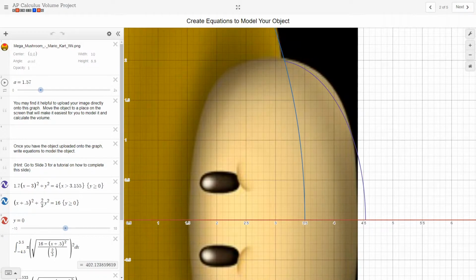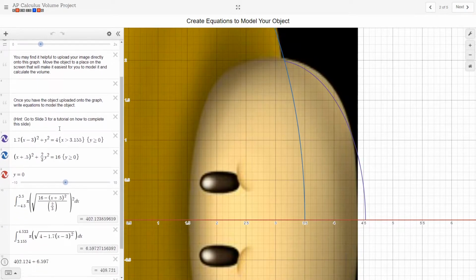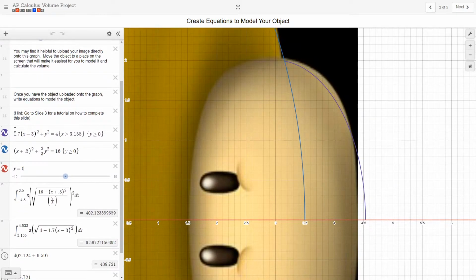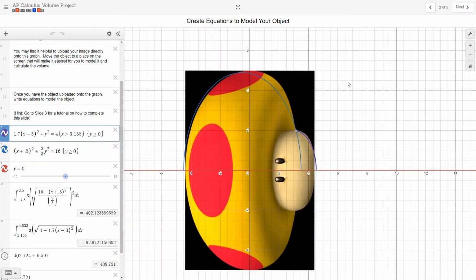So, let's just take a look at what's going on here. This is Desmos. I put Mega Mushroom Mario Kart Wii .png right in there. It's a pretty high resolution texture. What I did is I used these 2 lines and these weird equations. This is an equation for a standard circle that I ended up changing a bit just to make it match the dimensions. It's not perfect, but it's almost there. This is another big circle.